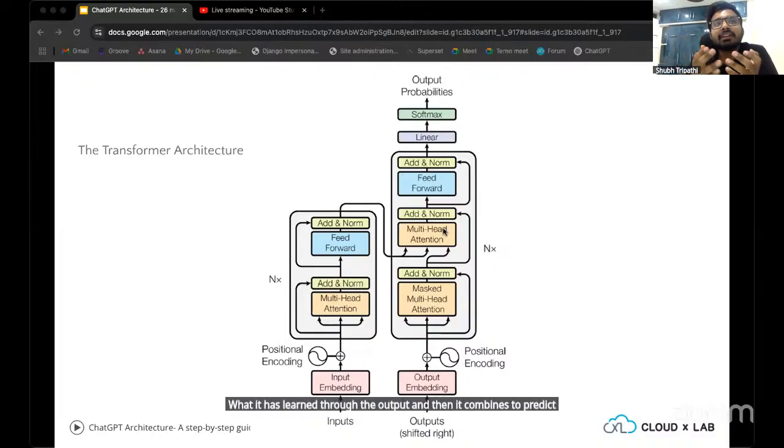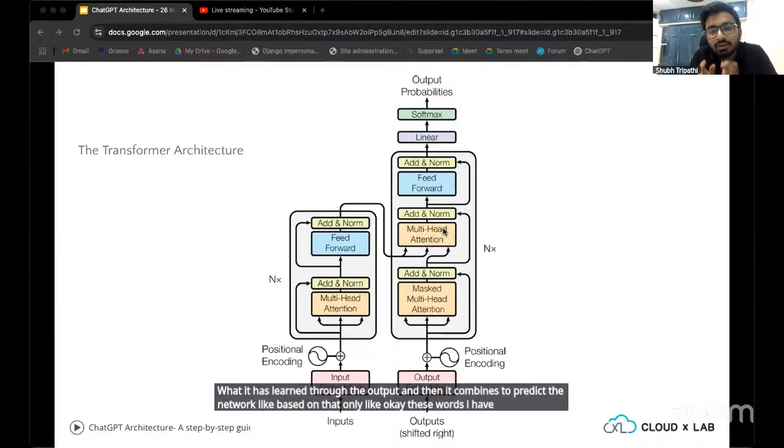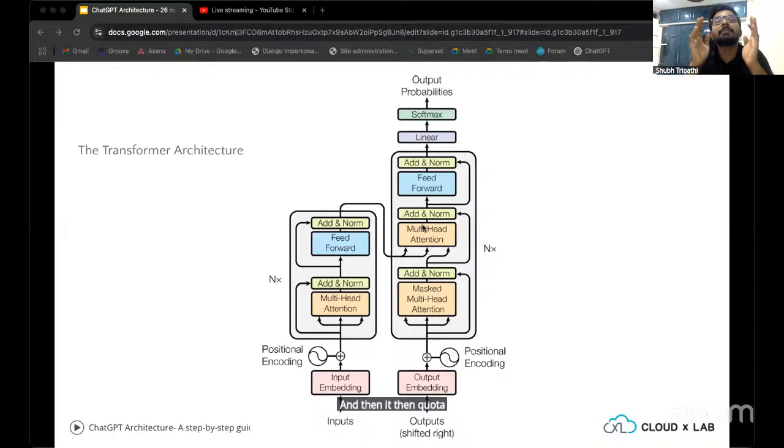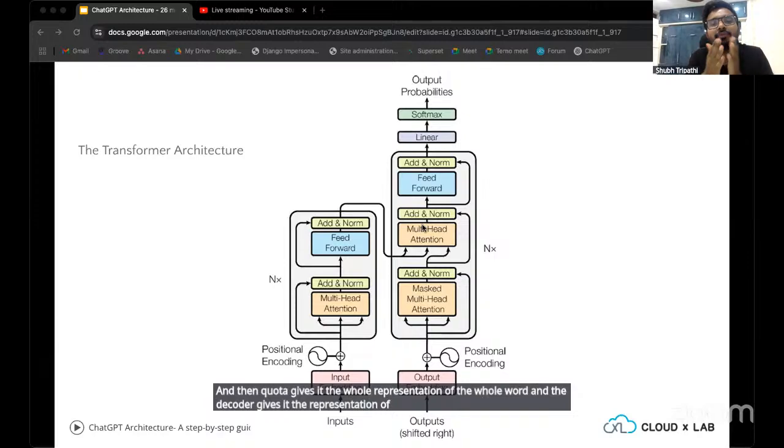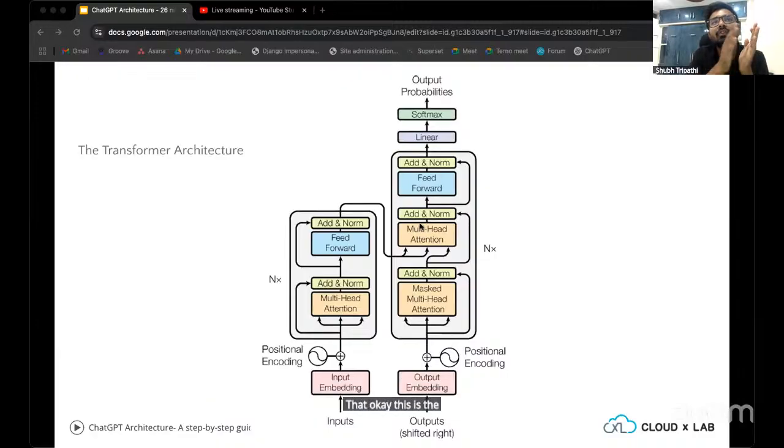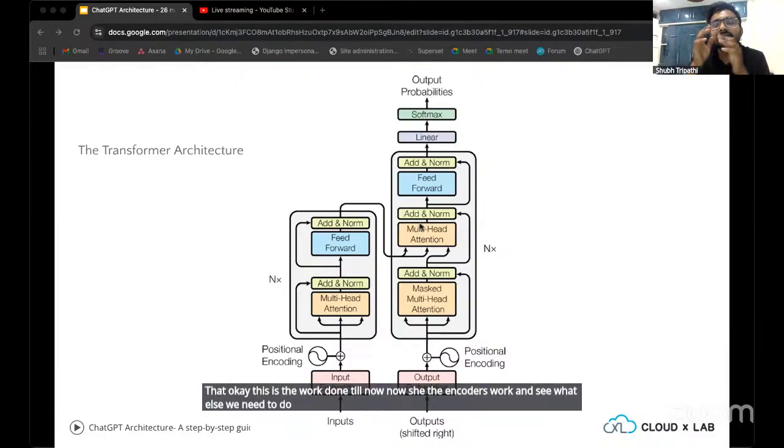Based on that only, okay, these words I have translated till now in the decoder. So what are the words which I have translated till now in the decoder? This info is captured by the masked multi-head attention, and the encoder gives the representation of the whole sentence. To summarize in easy terms, the encoder tells it that this is the whole task you need to do, and the decoder's masked multi-head attention tells it that okay, this is the work done till now. Now see the encoder's work and see what else we need to do, and then choose the next action.